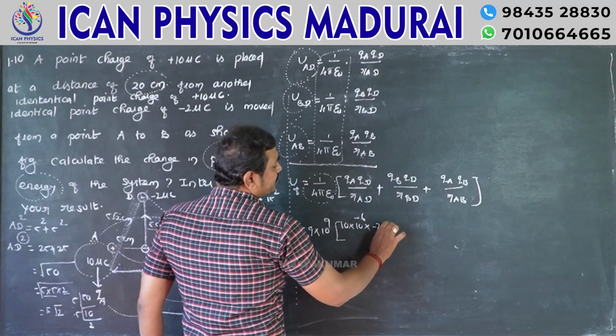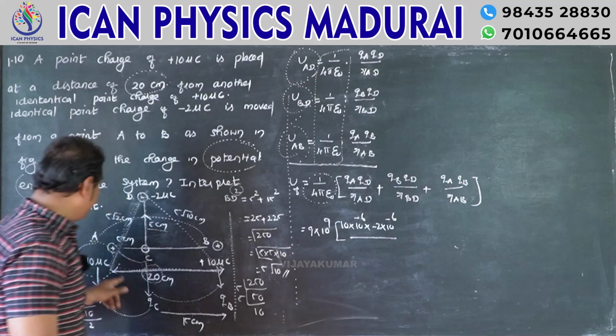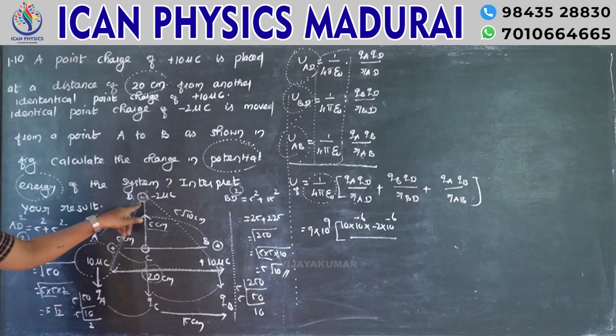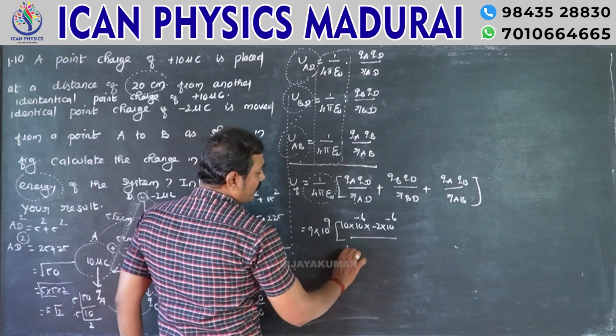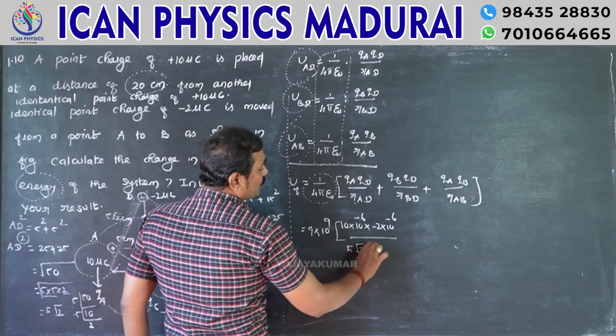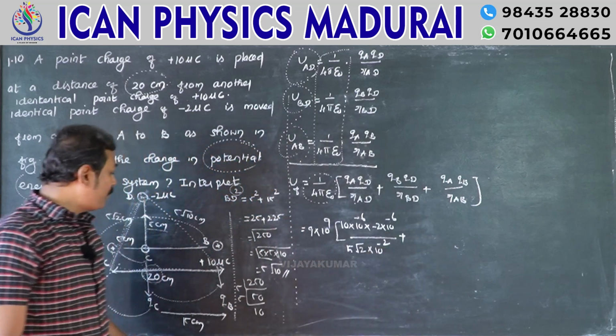So minus 2 into 10 to the power minus 6 divided by RAD. The distance between these two is 5 root 2 centimeter. So 5 root 2 into 10 to the power minus 2, plus QB.